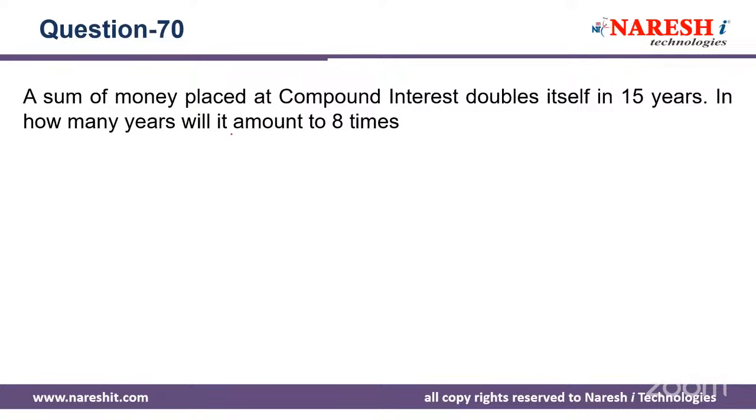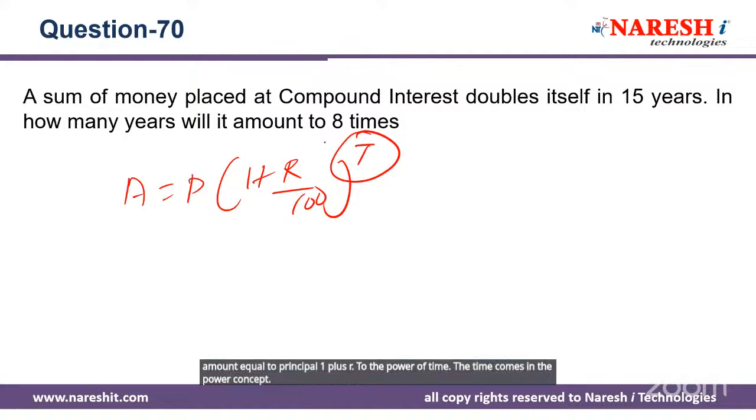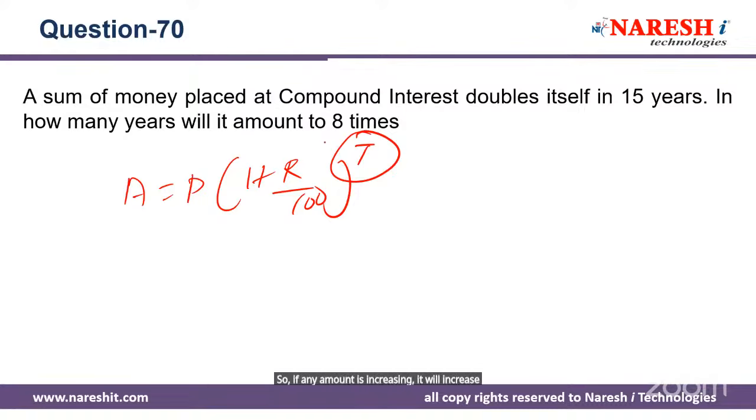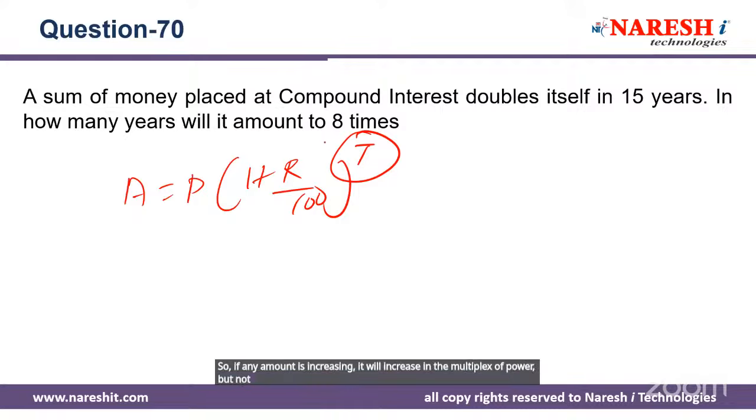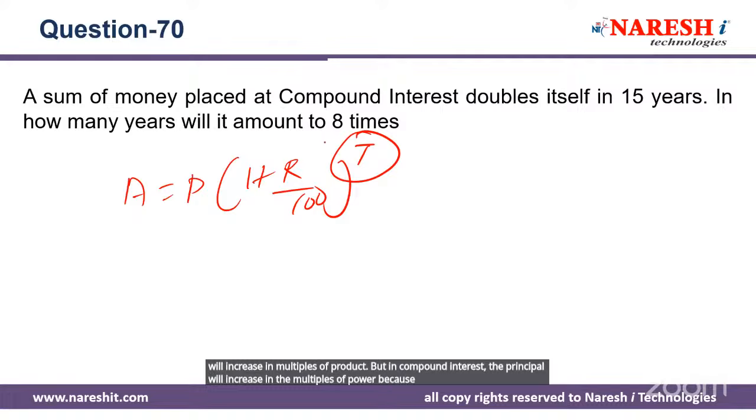A sum of money placed at compound interest doubles itself in 15 years. Compound interest has a different role, because compound interest amount equals principal times (1 plus r) to the power of time. The time comes in the power concept. So if any amount is increasing, it will increase in multiples of power, but not in multiples of product. I repeat, the difference between SI and CI: in simple interest, any principal will increase in multiples of product. But in compound interest, the principal will increase in multiples of power because time comes in the power.